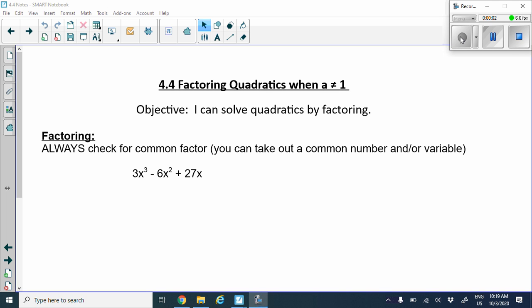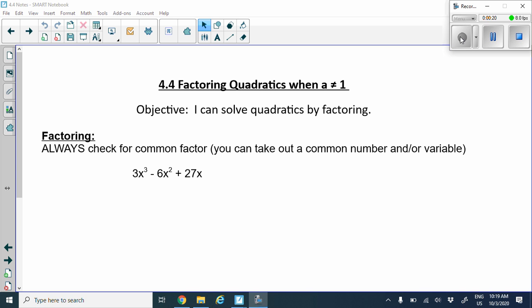Hey guys, so here are the notes for section 4.4. We're once again going to factor quadratics, but this is when a does not equal 1. So when we factor quadratics when a does not equal 1, the very first thing you need to do is check to see if there's a common factor.